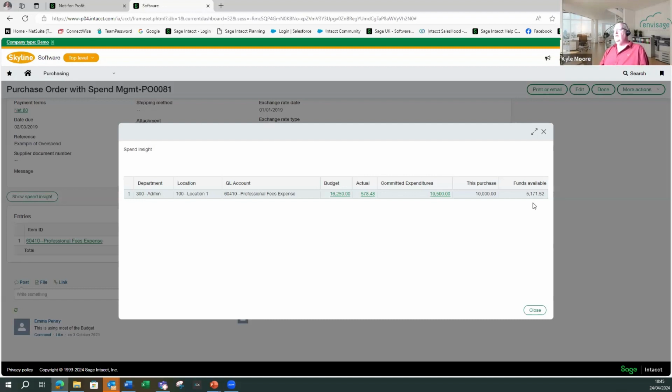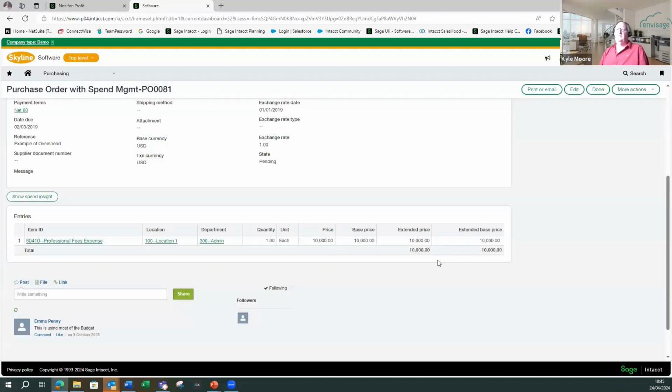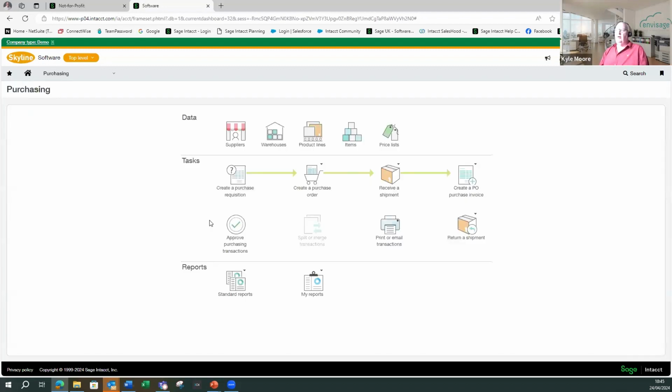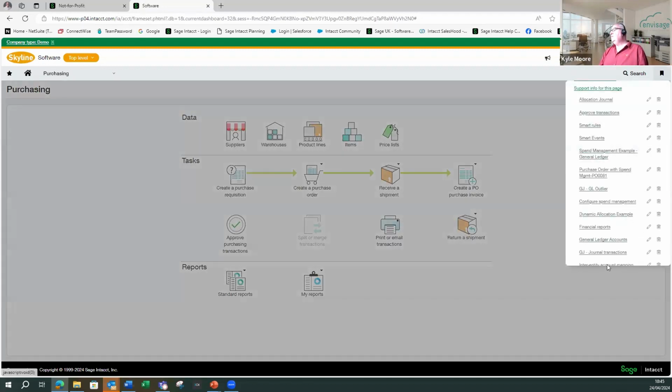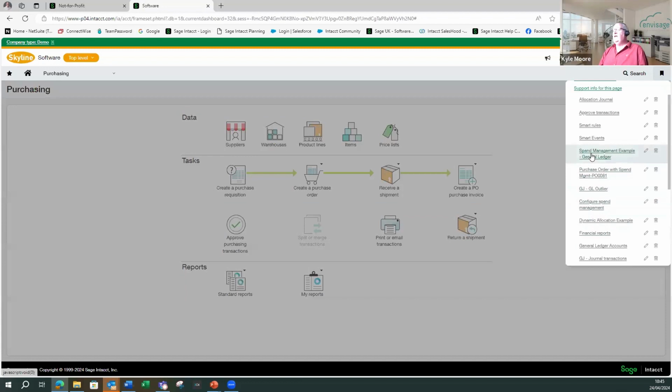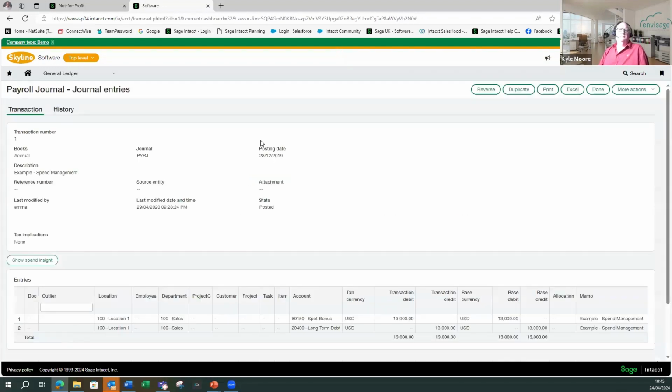As we're putting this purchase order on, we can see the spend insight and we can figure out, can we afford to use this purchase order, or do we need to move money from somewhere else? Do we need to up the expenditure, the budget, etc.? And that can not only be done on purchase orders, but it can also be done on our general ledger and our journals.